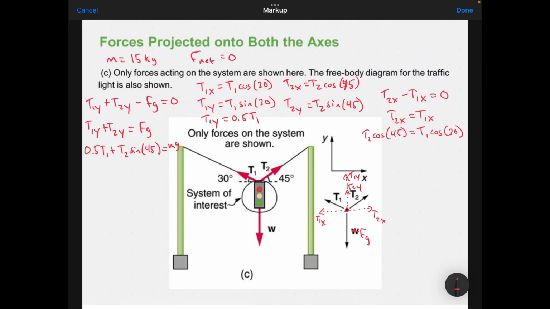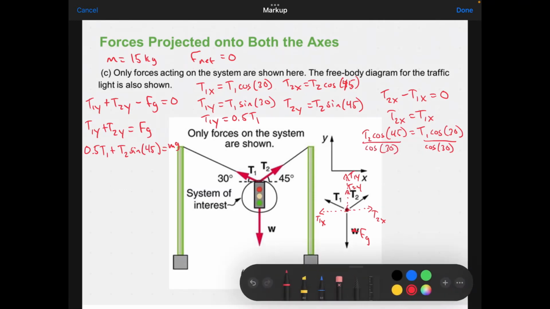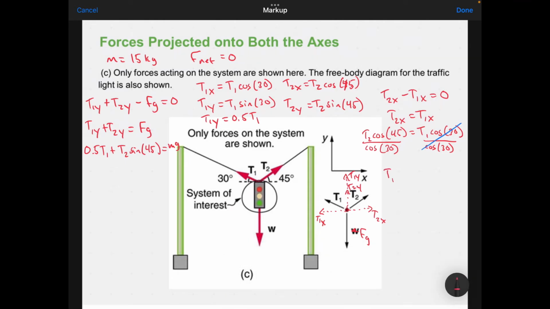Now, we have our option here. We can solve for T1, we can solve for T2, it doesn't matter which one. But we need to solve for one of them to plug it into the other. And so it's kind of up to us whichever one we want to deal with, but solving for T1 might make our lives a little bit easier. So if we divide both sides by cosine of 30, we'll eliminate it on the right, we're left with T1 being equal to T2 times cosine of 45 over cosine of 30.